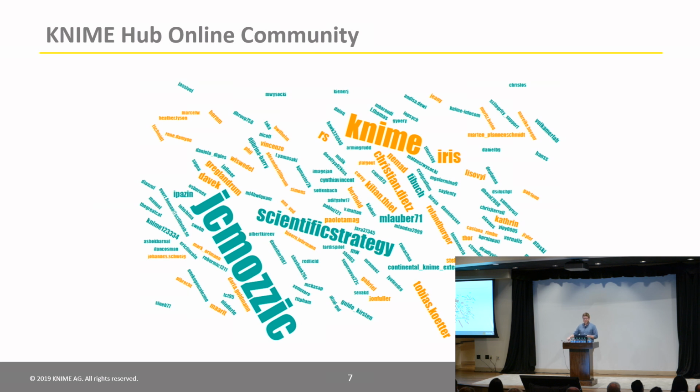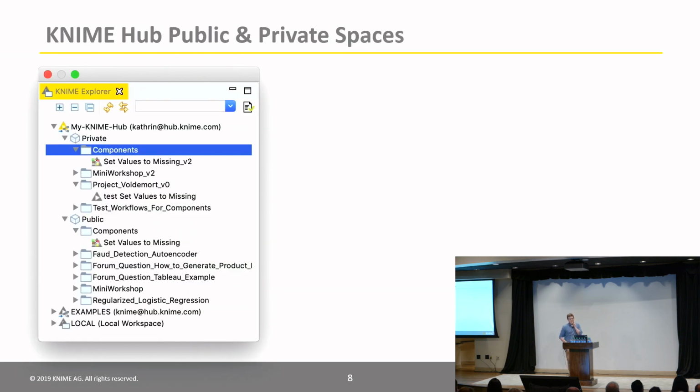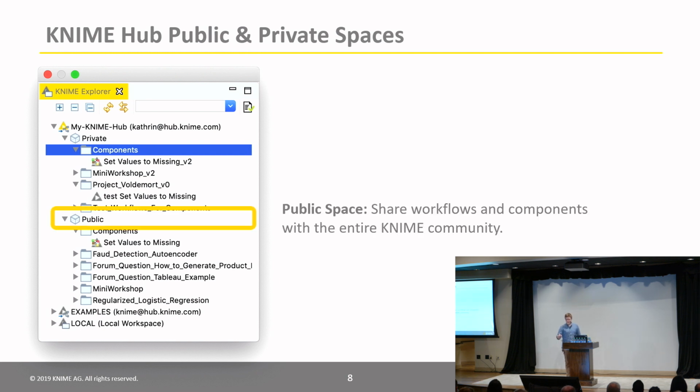And how is this working? Since KNIME Analytics Platform 4.0, we have the KNIME Hub mount point in the KNIME Explorer. If you download KNIME 4.0, you have this new My KNIME Hub mount point, and you can log in with your user data from the KNIME homepage, which you also use in the forum or on the KNIME website. You can use exactly the same credentials.